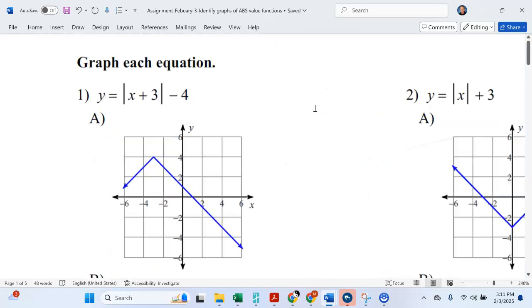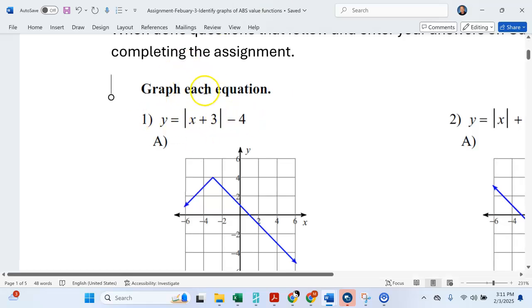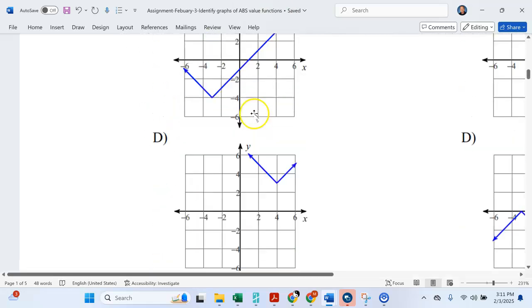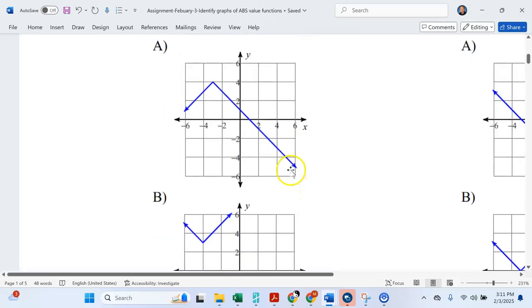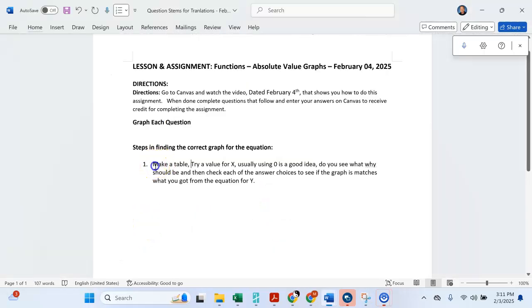So one of the first questions you'll get is our goal is to take this equation right here and graph it and then see which one of these choices matches it. Okay. So the first thing I want to do is think about maybe making a table. Make a table here and then try a value for x. Usually using 0 is a good starting point, and then see if it matches. So make sure you do the translation for this, okay?